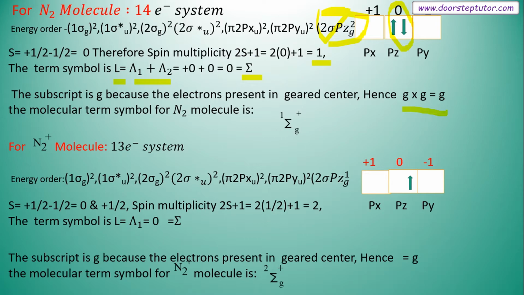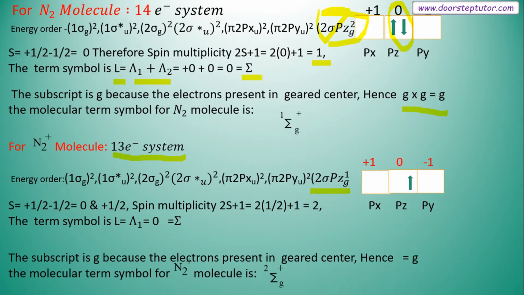Then we will move to the N2 plus molecule. The N2 plus molecule, students, is a 13 electron system. It loses one electron from its outer shell configuration. So therefore, only this sigma 2pz2 becomes sigma 2pz1 only.